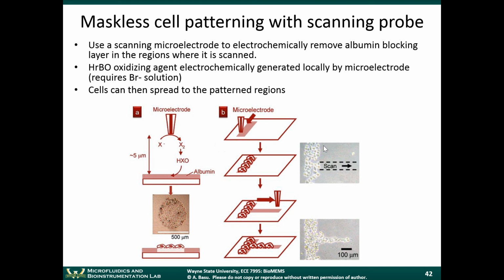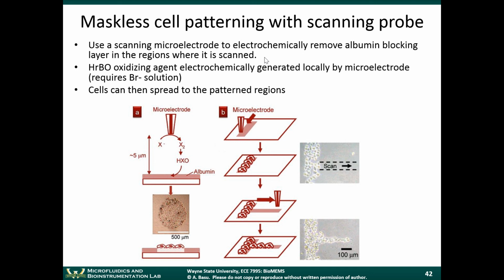I talked about atomic force microscopes earlier, so I won't mention too much about that. The idea behind scanning probes is that you have a very sharp tip that you raster scan across the surface. You drag it over the surface in various patterns. In this case, the scanning tip is a microelectrode, which is used to electrochemically remove BSA, albumin, in the regions where it's scanned. Remember that BSA is a blocking protein. It prevents the adhesion of cells in those areas. So if we remove BSA from certain areas, the cell is more likely to adhere to those regions.